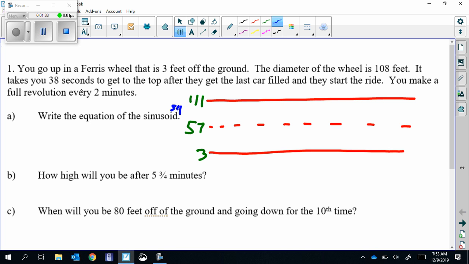So it takes 38 seconds to get to the top after the last car is filled. So at 38 seconds, we start at the top. And then you make a full revolution, so you go all the way down and back up every 2 minutes, which would be 120 seconds. From there to there, which is the period.